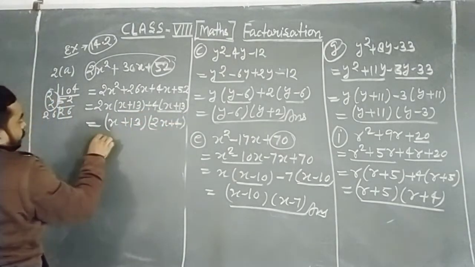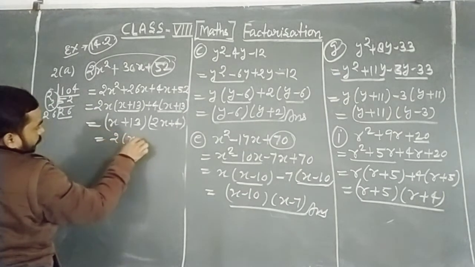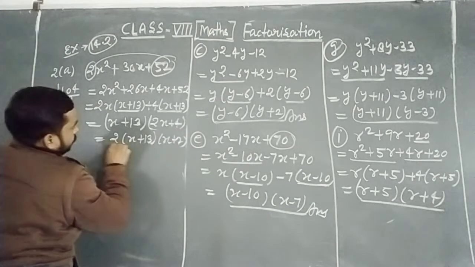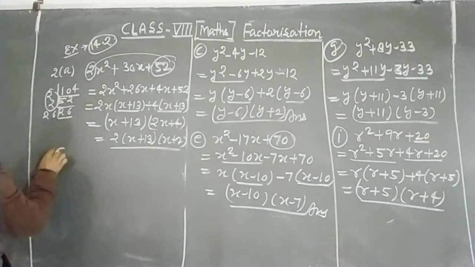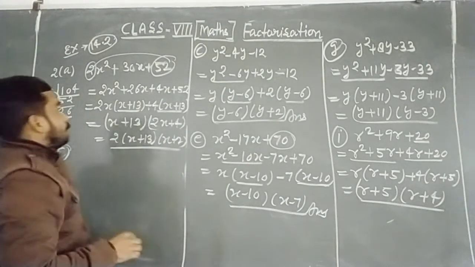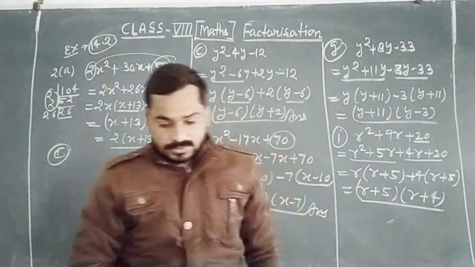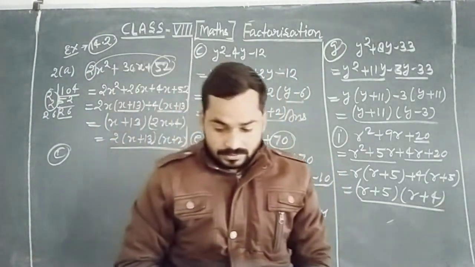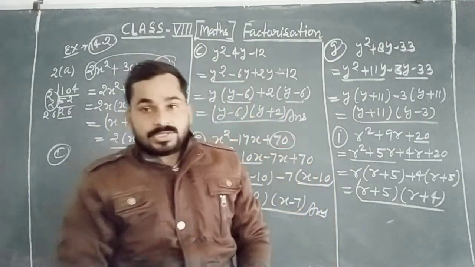Taking 2 common here, so 2 bracket x plus 13 and x plus 2. These are the factors of 2x square plus 30x plus 52. Now the C part: minus 2x square minus 18x minus 40.